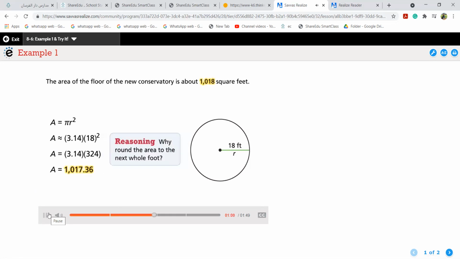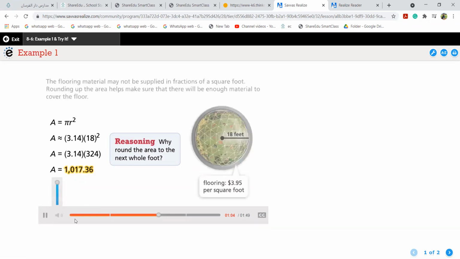Why round the area to the next whole foot? All right, so when I multiply 324 by 3.14, I get an area of 1017.36. Now they did not ask you for that, they ask you for 1018 square feet. Okay, they rounded it. Now they multiply with the cost. The flooring material may not be supplied in fractions of a square foot.